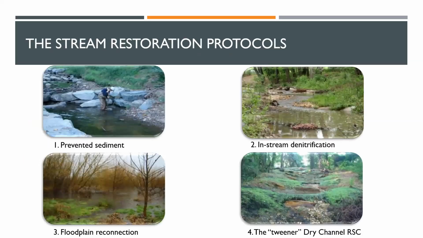So as I mentioned, these are the different protocols. I'm going to focus on 1, 2, and 3. The group also used at the time, they called it Protocol 4 for dry channel regenerative stormwater conveyance practices. And those were basically credited as a stormwater retrofit as opposed to a stream restoration. So I'm not going to talk a lot about that today.